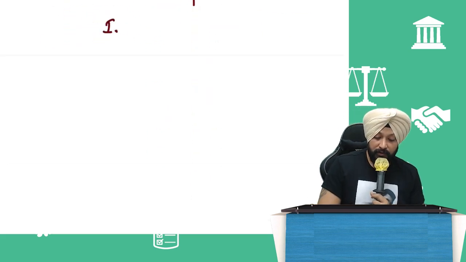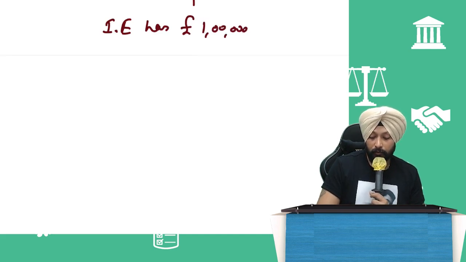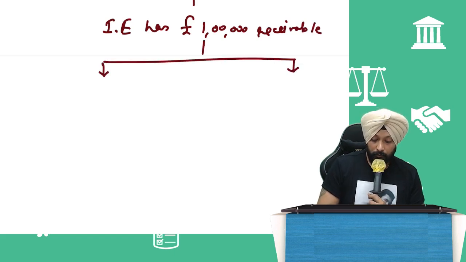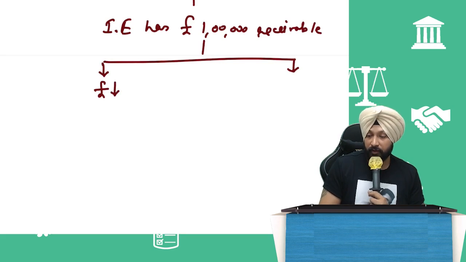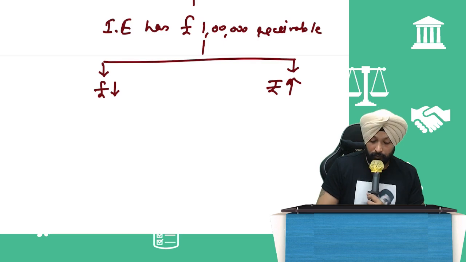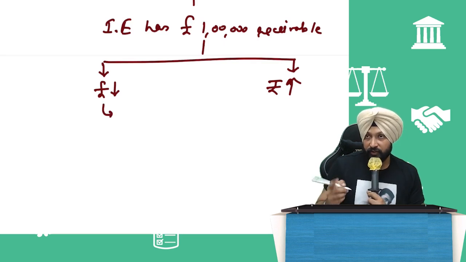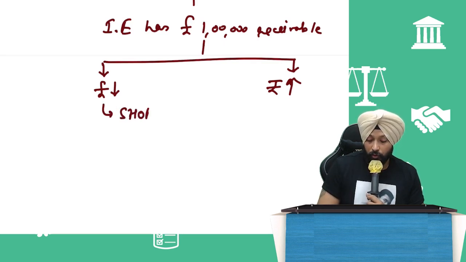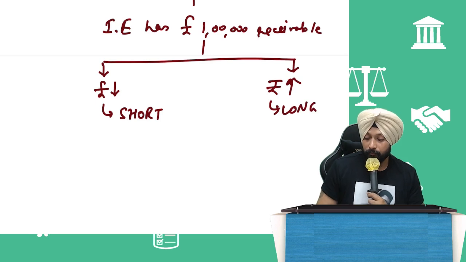One more example, let's take. Indian entity has pound 1 lakh receivable. First explain the risk. Pound depreciation is my worry. Rupee appreciation is my worry. Pound if goes down is bad for me, so I'll go short. Rupee if goes up is my worry, so let's go long on rupee.